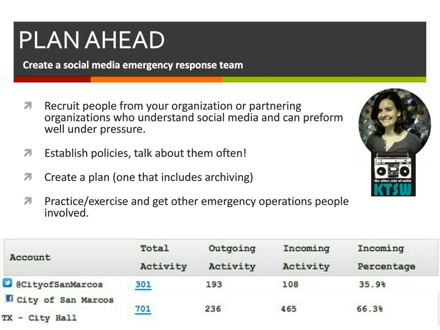And then also make sure that you have established policies and you're talking about them all the time, especially with these people that aren't in your office on a daily basis. Meet with them frequently so that they understand their role and their responsibility, and they understand the rules and regulations regarding your social media sites. And then also practice and exercise so that when you are in a situation, you won't be caught off guard.